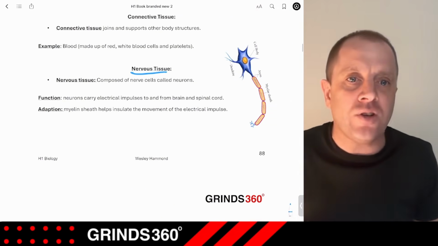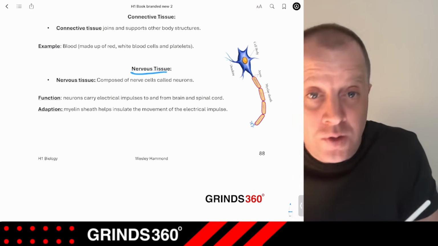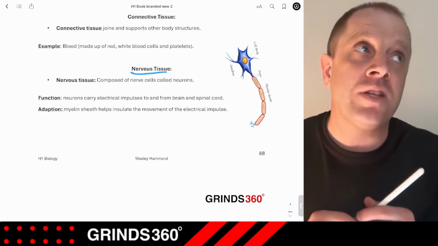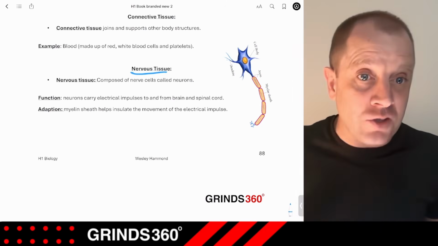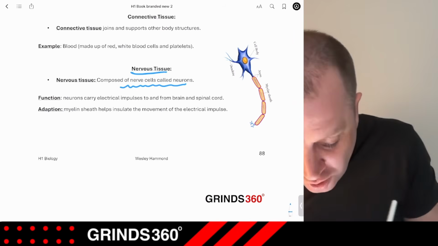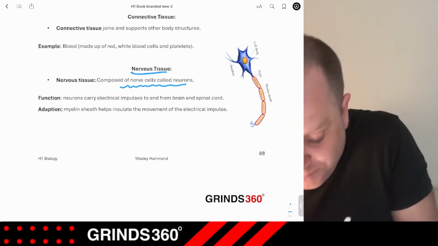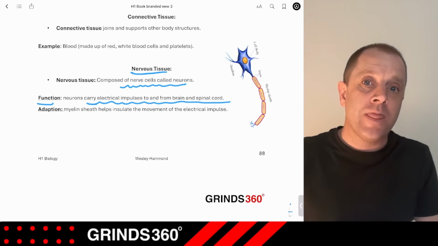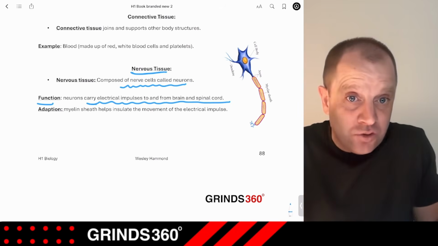Now, what's the function of nervous tissue? Well, the nervous system is one of the chapters I'm going to be doing in my next biology blitz, but nervous tissue is composed of nerve cells called neurons. That's what nervous tissue is. But what's the function? It carries electrical impulses to and from the brain.